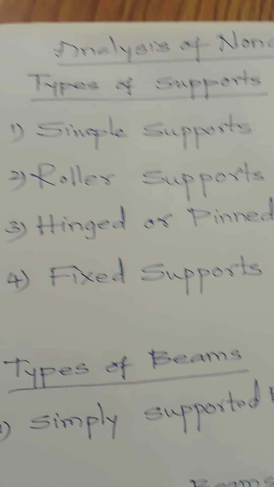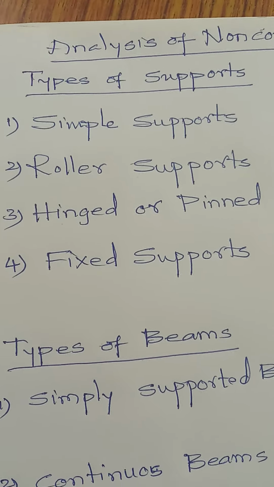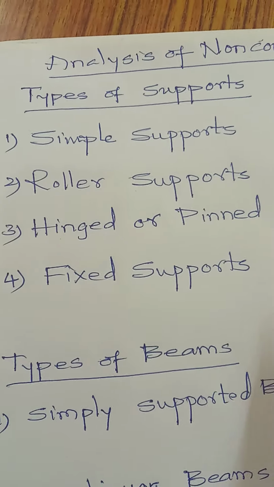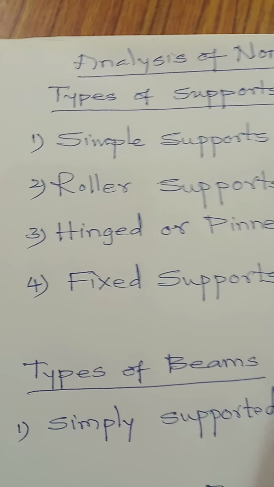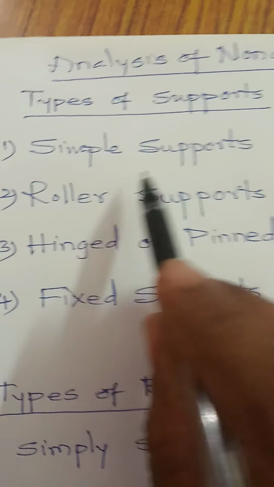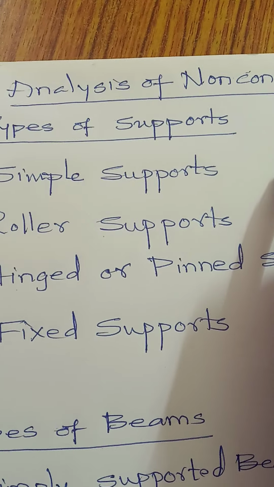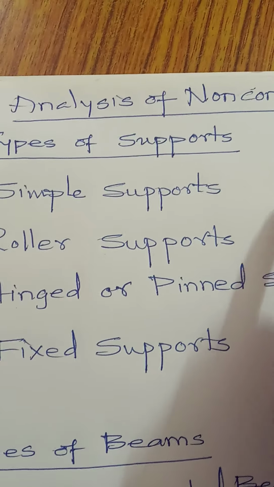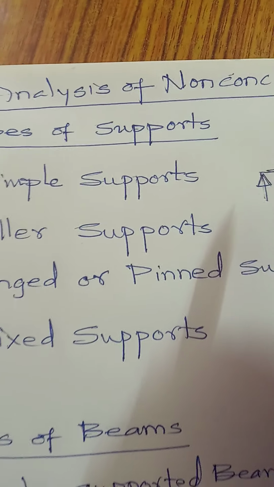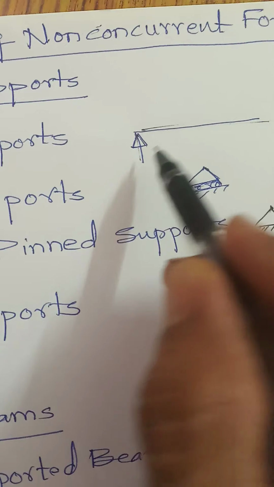Dear students, we'll be studying the support reactions. There are four different types of supports. One is simple supports, which is shown with simple notations like an arrow mark with a vertical line, as we have shown here.